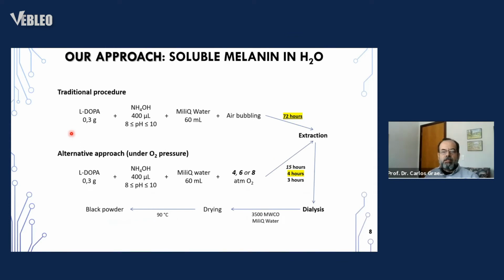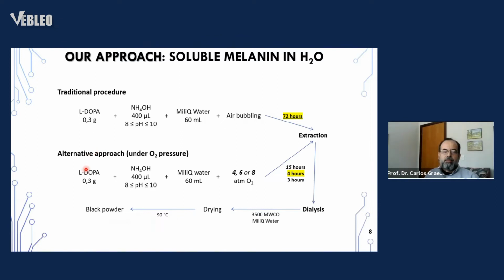So we are not really talking too much about natural melanin, because ours is synthesized, and the synthesis is very simple. We start from L-DOPA, add some ammonia, and just do air bubbling. It's a very simple synthesis procedure. Even a physicist like myself can do it. But it has some troubles. One of them is that it lasts 72 hours.